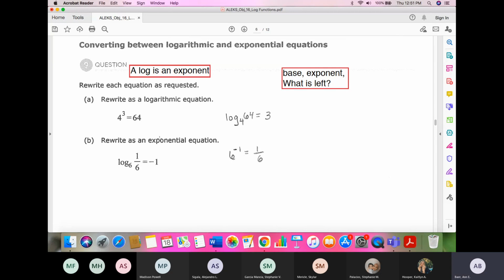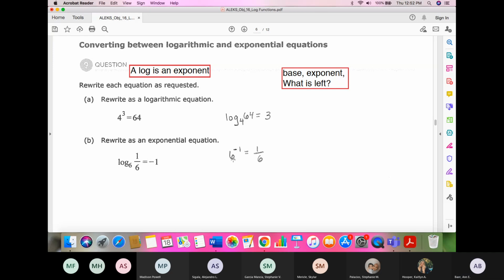Now going the other direction, you can still use the same process, which is what I like about this: base, exponent, what is left. So we want to rewrite this as an exponential equation. We want to find the base. The base is what's in the basement. Or it's the base here of this exponent. But in this case, this base is what's in the basement. It's 6.